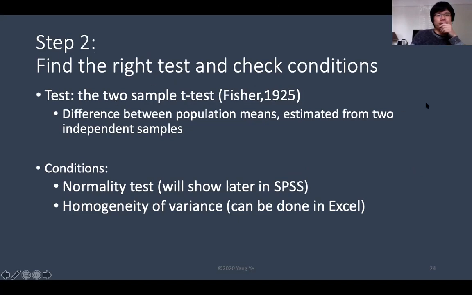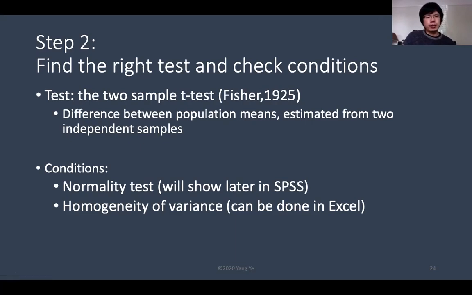Right. So now the next step is to find the right test and check the conditions. The test we're going to use is the two-sample t-test. Fisher developed it in 1925. It's the same Fisher that developed the Z-test, I think, and the null hypothesis significance testing paradigm. The test is used to test the difference between 2 population means estimated from 2 independent samples.